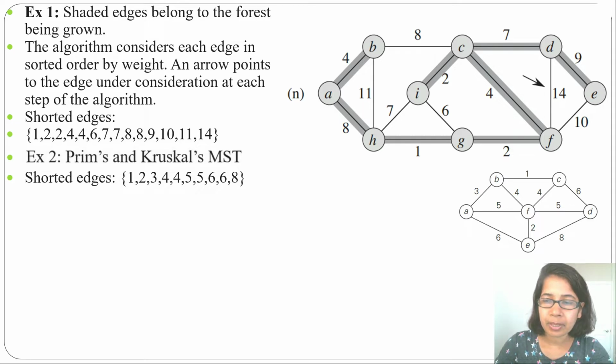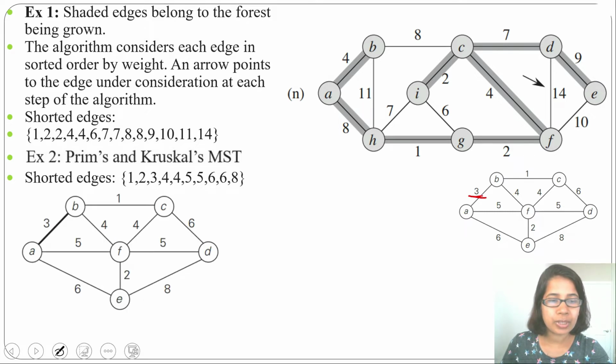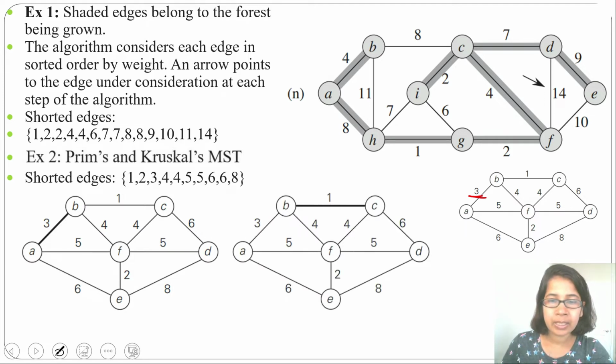Let the start vertex for Prim's algorithm be A. From A we will start. A's adjacent vertices are B, F and E. The minimum weight is 3, edge AB. So we'll choose AB. And for Kruskal's algorithm, the minimum is 1. 1 is BC. So we'll select BC.